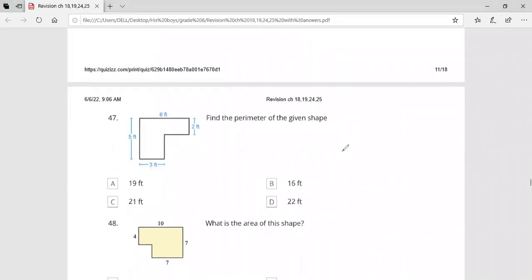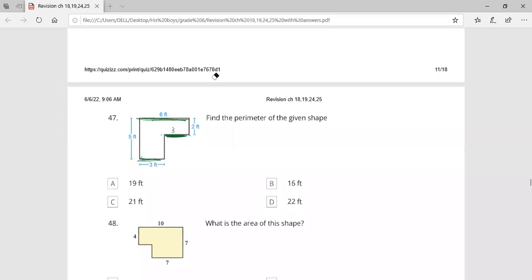Yes, here is the next one, 47. Find the perimeter. We have to find the missing side. As we said before in revision in part 1, we do like this: opposite sides. We can move this side like this. All of them equal 6. 6 minus 3 is going to be 3. That is how to get the first missing side.